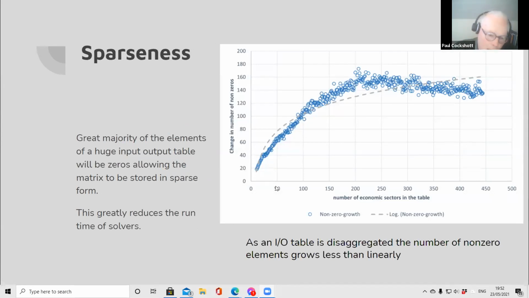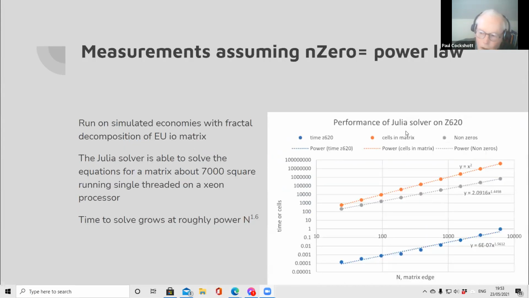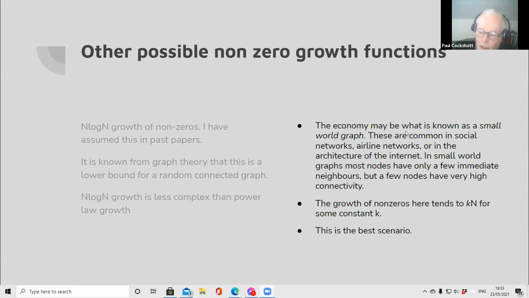The thing you next have to look at is how much the interconnection between industries grows as the number of industries in an economy increases. And this is a plot here of the US economy. As you increase the disaggregation of the economy, as it goes towards more and more industries, once you divide it into 450 sectors, the number of non-zero elements in the A matrix grows by a certain amount each time, and then it levels off. Now, this is a very important point, though I'm going to skip over it.